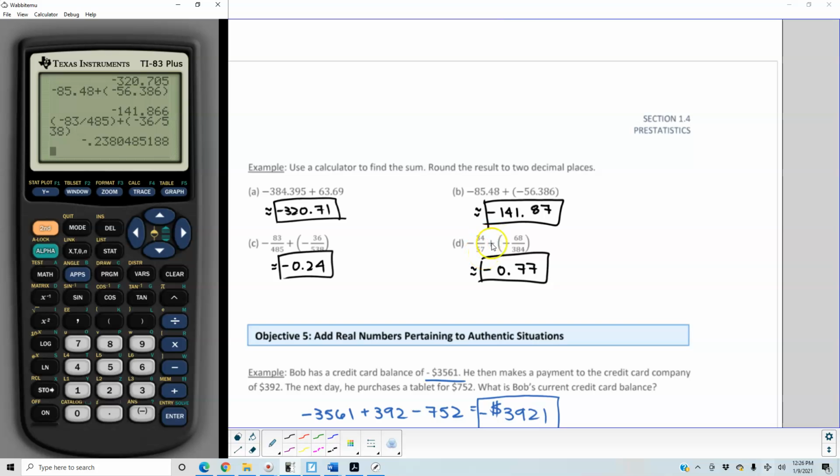In part D, we have 2 fractions. So again, let's go ahead and do that. We have our parenthesis, make sure you use the negative sign, and that's 34 divided by 57, close the parentheses, and then plus, again, our left parenthesis, and then use our negative sign, and then 68 divided by 384, and close the parentheses. And so we hit enter, and rounding to 2 decimal places gives us negative 0.77.